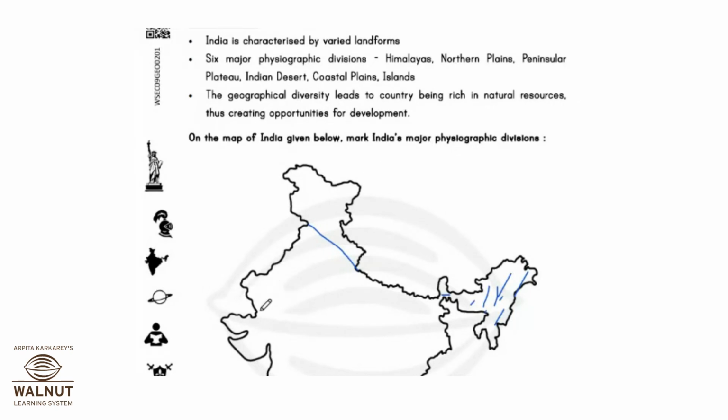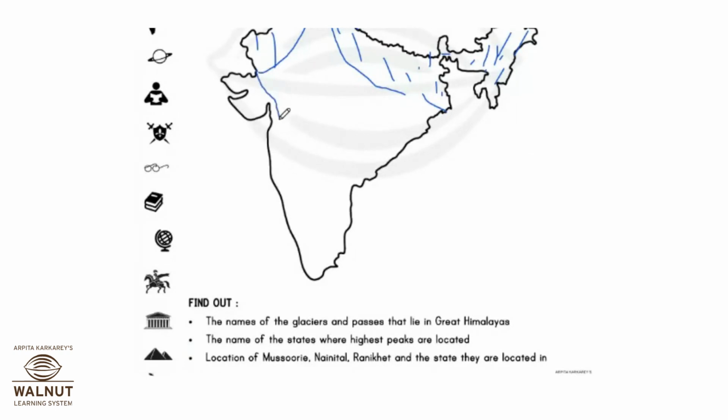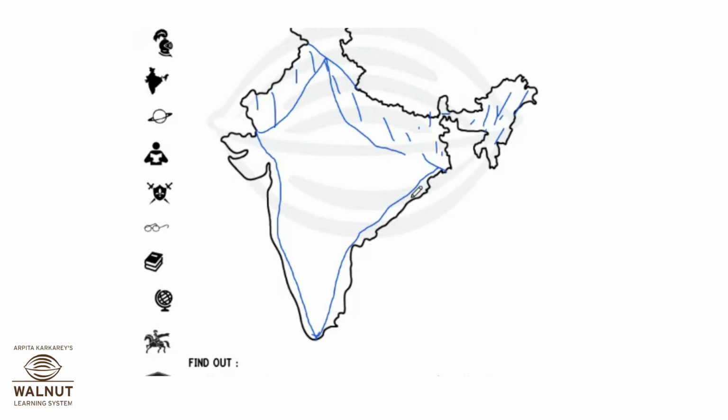Now if we want to mark the northern plains, here we are going to mark like this, and here. Can you see? All this part, and even a little bit here, is your northern plains. Then from here till this part is your western coast. Same way, this is your eastern coast. Is it clear?